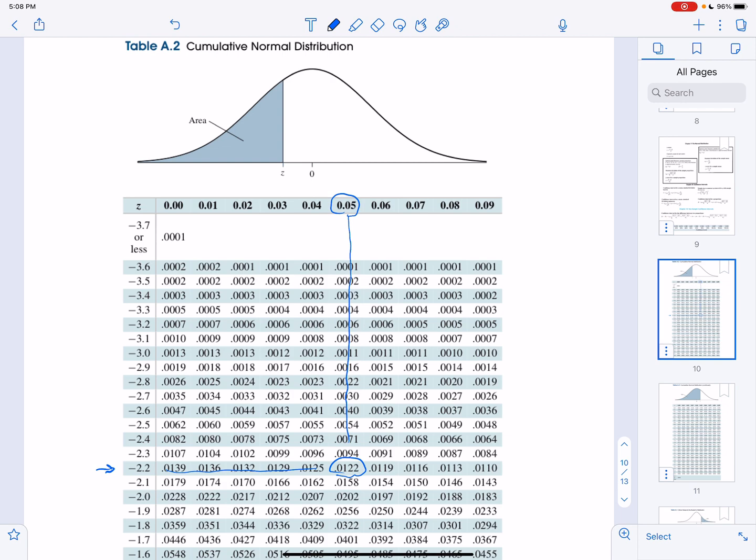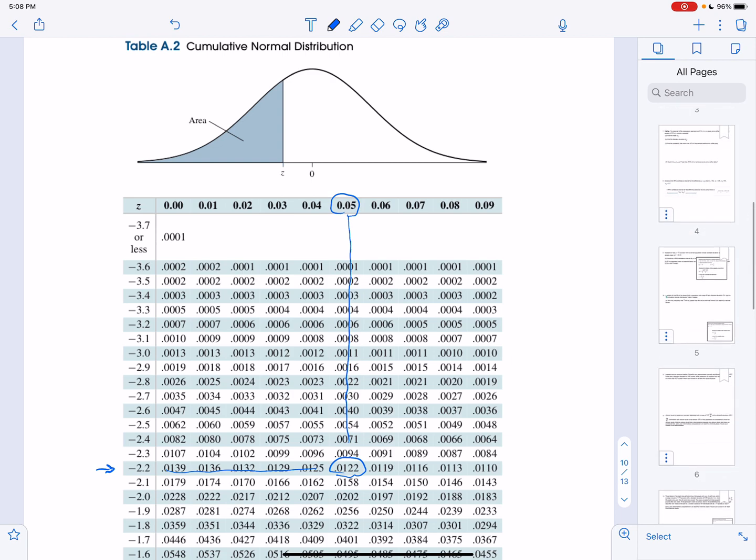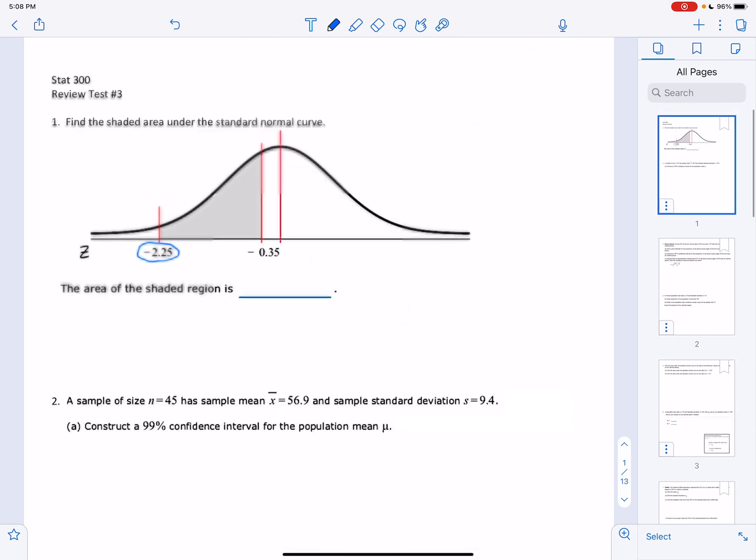So let's go to the picture. That is 0.0122. So let's go up to that. That means that this area right here is approximately 0.0122. So we're interested in finding the gray shaded in area. So this will help us in a second.